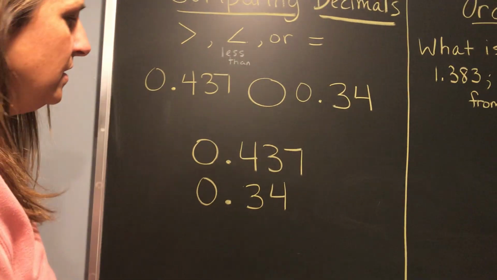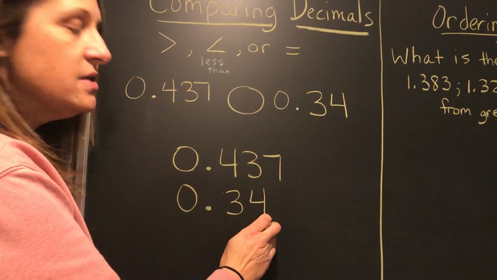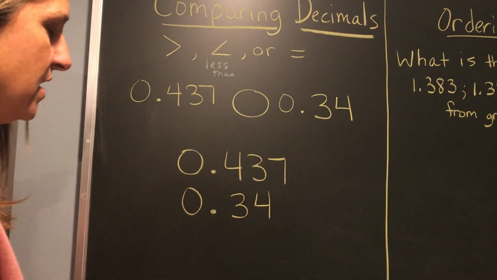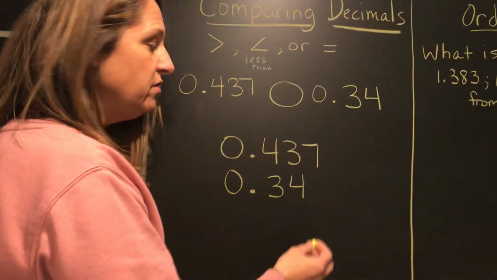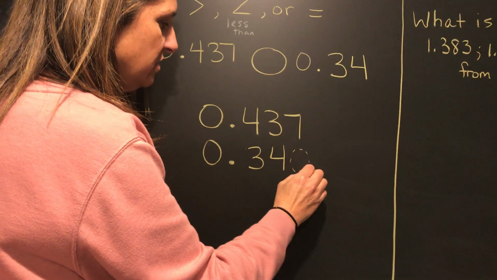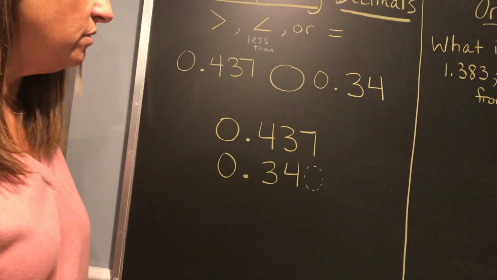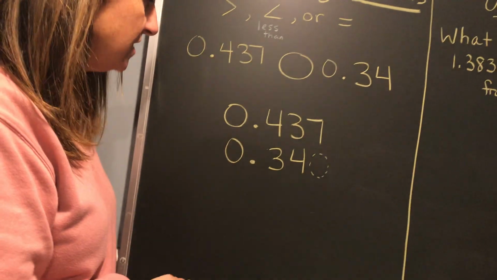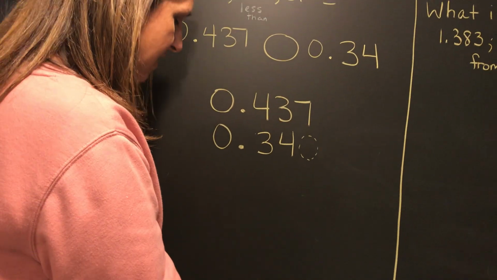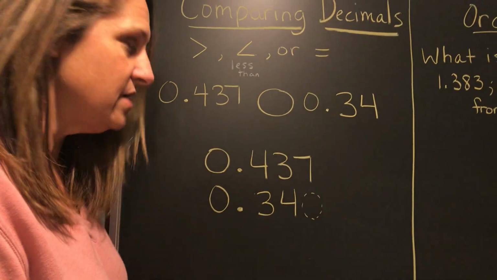Okay, so right now we don't want to start comparing yet because we're comparing thousandths to hundredths. So what we want to do is make an equivalent decimal, and we can do that by adding a placeholder 0 here. 34 hundredths is really equivalent to 340 thousandths. Now we're comparing thousandths to thousandths, or apples to apples. They're kind of the same thing.